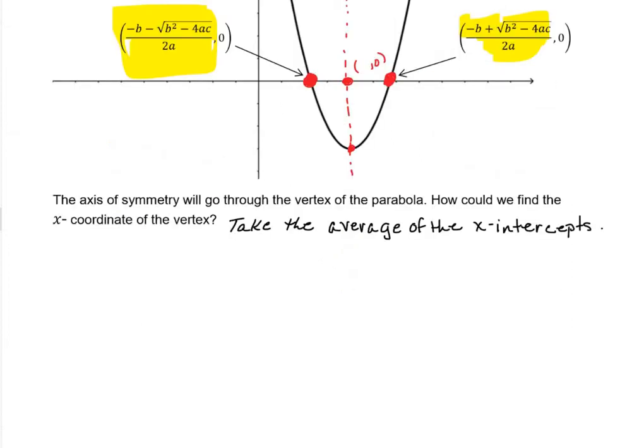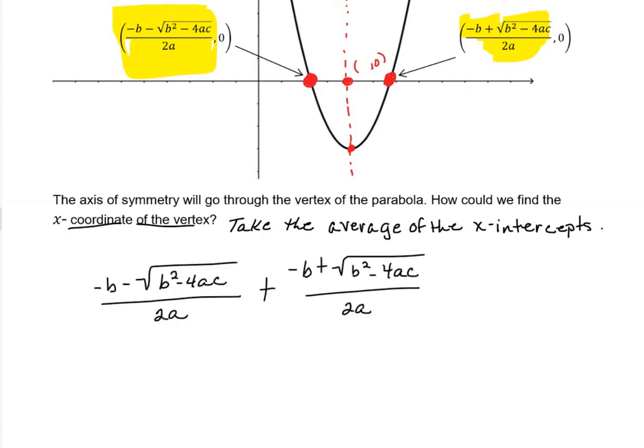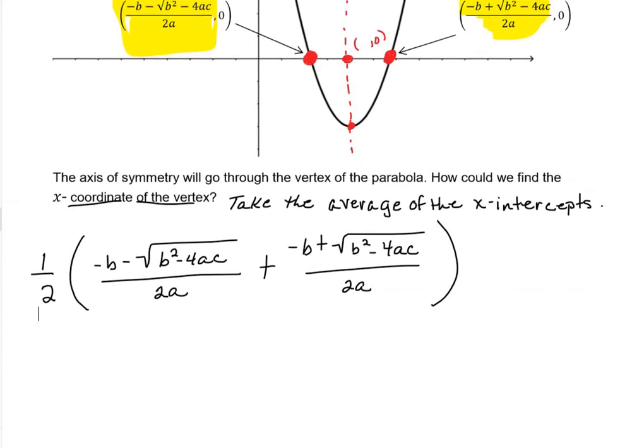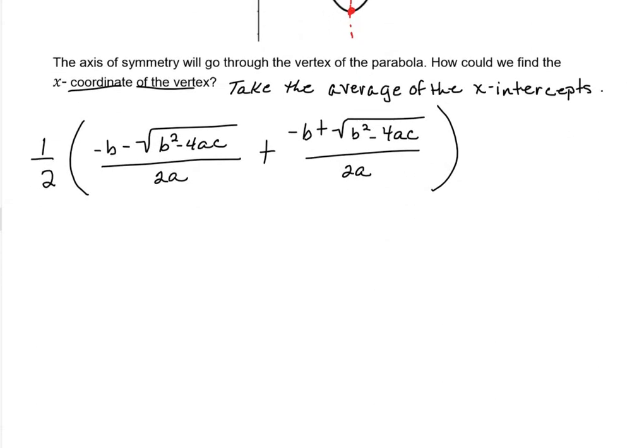Okay, the question was, how can we find the x-coordinate of the vertex? And the way that we're going to do that is to take the average of the x-intercepts. So I'm adding these two numbers here that I've highlighted in yellow. And normally when we find the average of two numbers, we add the two numbers together and divide by 2. But multiplying by 1/2 is the same as dividing by 2. So I think it's going to be easier if I just multiply by 1/2. So what I need to do is to simplify this. So I'd like you to pause the video and see if you can simplify that on your own.